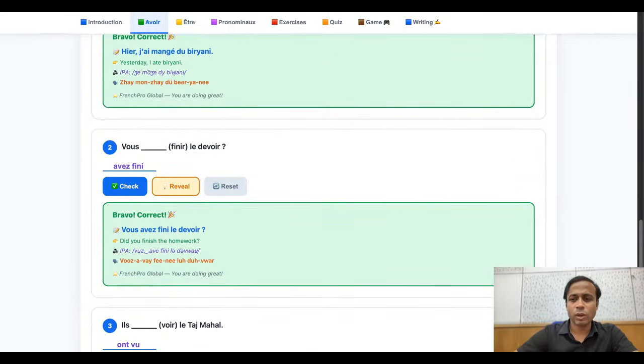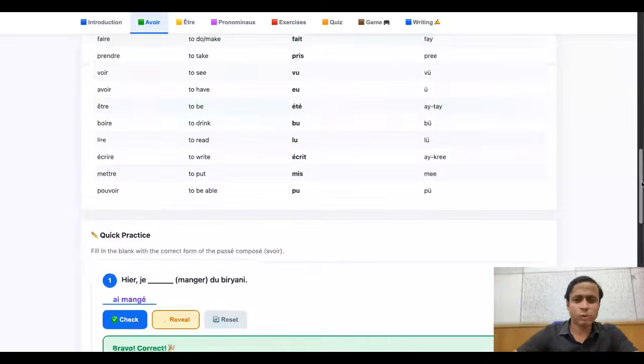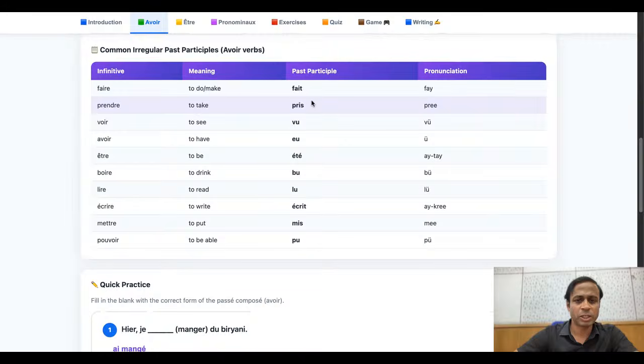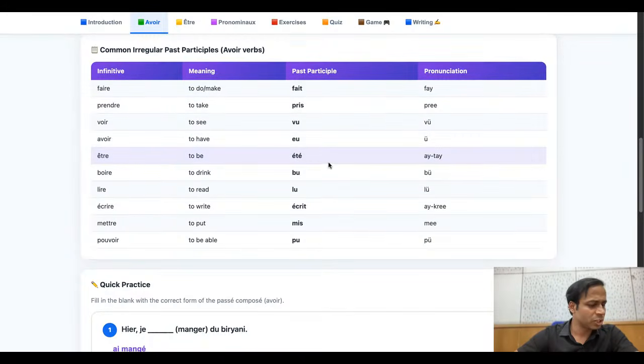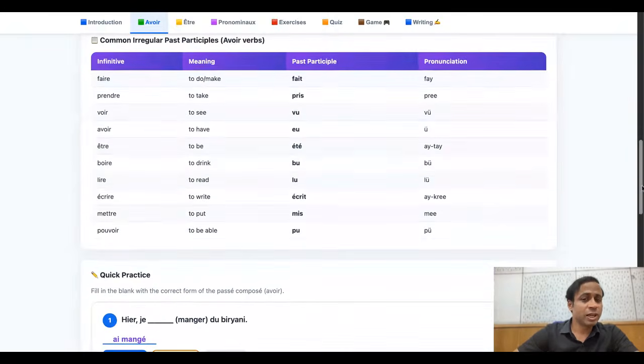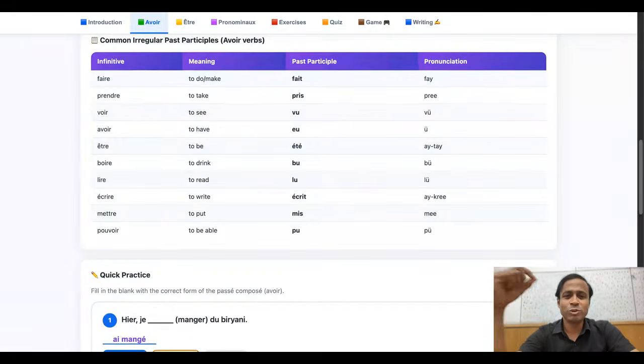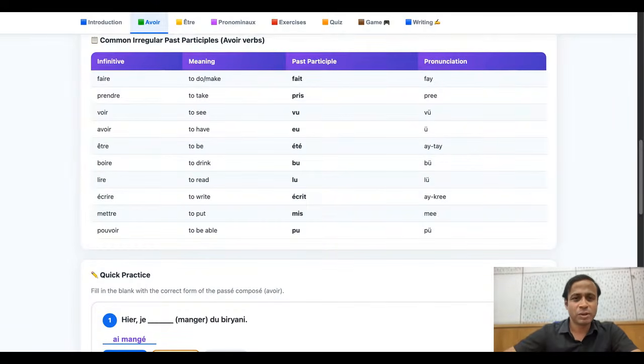Okay, so with avoir there is no problem, because I don't want to spend much time on avoir, because you just remember these past participles: fait, prévu, été, vu. All these past participles you must know. The interesting thing is that one past participle will be used with all the subjects. Whether you are making a sentence with je, again fait you have to use. If you are making it with tu, il, elle, nous, vous, you have to use the same past participle with all the subjects.